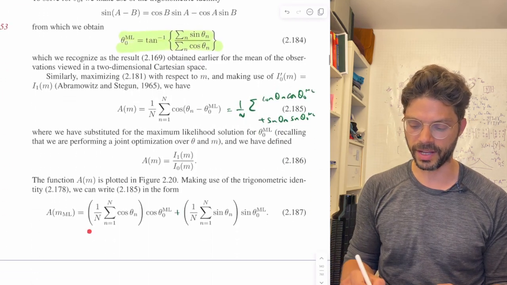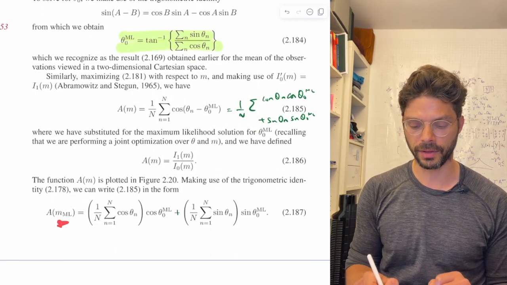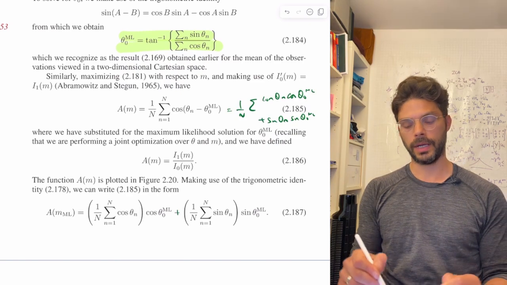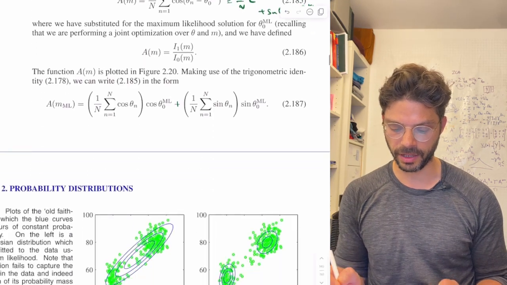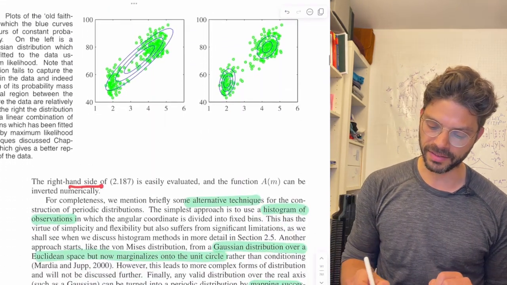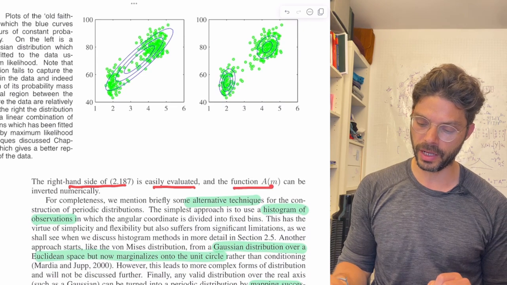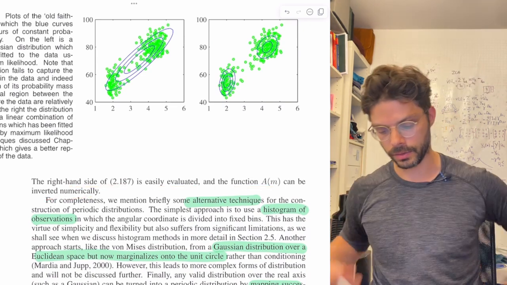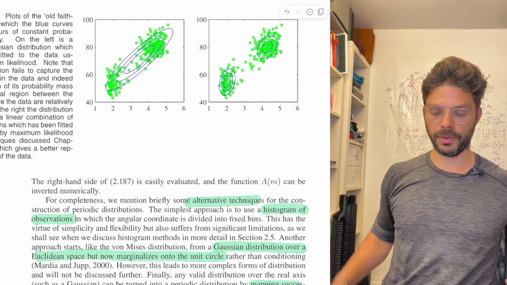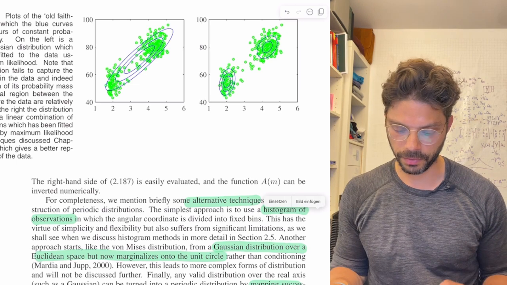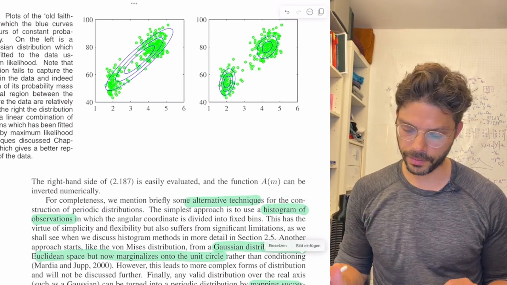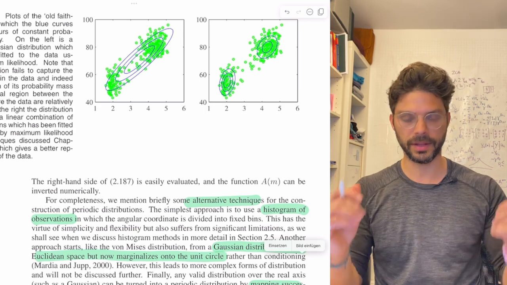So essentially you'll get some number for this, and then you can solve for the m such that a of m gives you that number. Okay, so there's a plus sign here, but otherwise I think that looks right. The right-hand side is easily evaluated, and the function a of m can be inverted numerically. So there's no closed form solution there, but you can figure it out on the computer very easily.